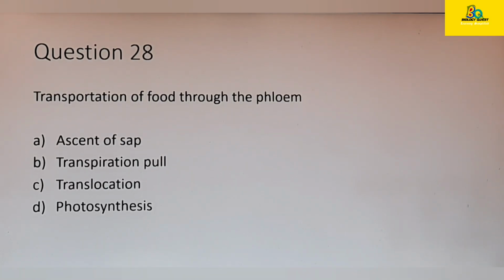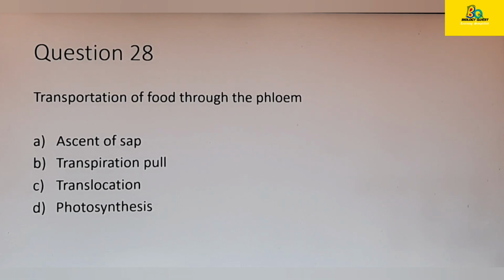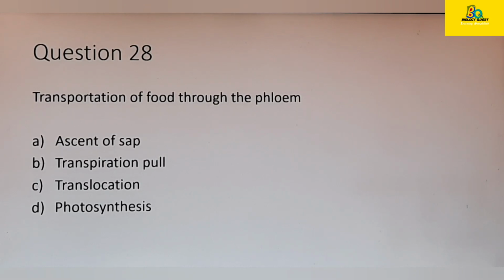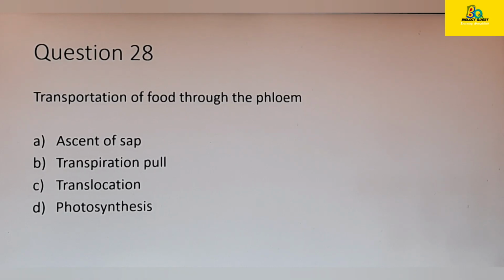Transportation of food through the phloem. What is that process of food transport through the phloem called? Options are ascent of sap, transpiration pull, translocation, photosynthesis. Okay, ascent of sap. What is ascent of sap? Ascent of sap is the transport of water and minerals through the xylem. Upward movement of water and minerals through the xylem is called ascent of sap.